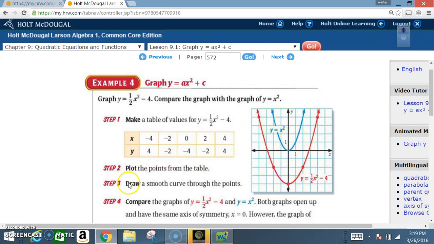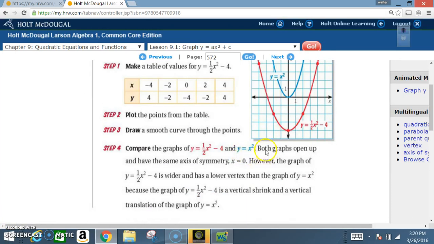Okay. As usual, we draw a smooth curve through the points. You see where they draw a smooth curve through the points. And then in step four, we're going to compare. All right, notice both graphs open up and have the same axis of symmetry, x is equal to zero. Open upward. Vertex is a minimum.